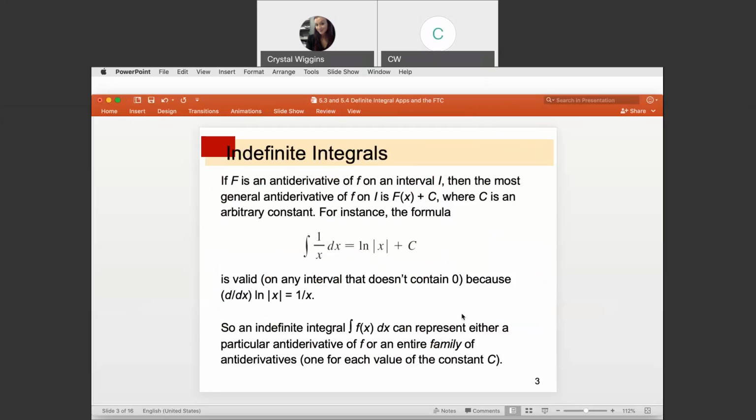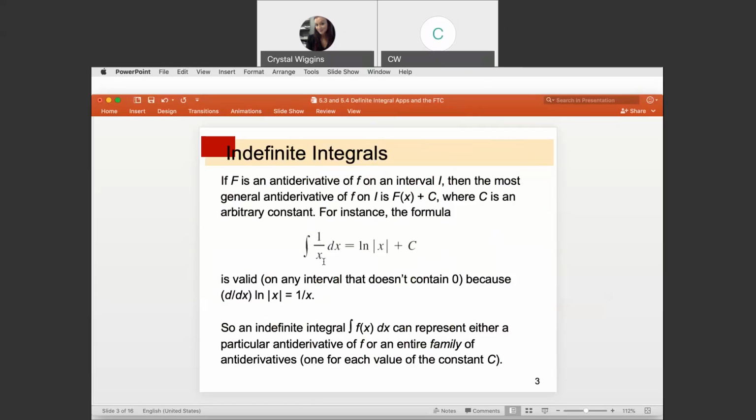If capital F is an antiderivative of f on a particular interval I, then the most general antiderivative of the function on this interval is capital F of x plus c, where c is an arbitrary constant. So if you take a look at this example, the integral symbol looks like an elongated s. And what it tells us is to take the antiderivative of this derivative function.